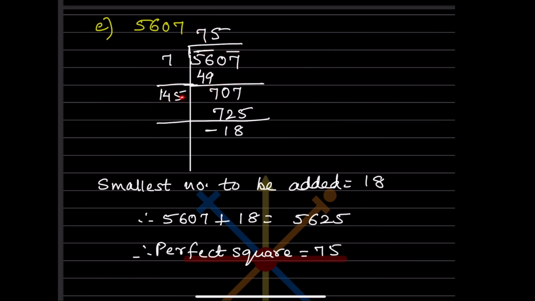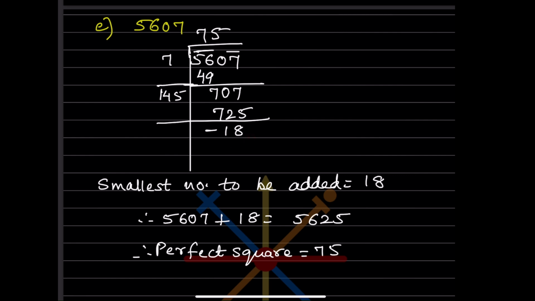So here now, if we are taking 144, here we put 4 suppose. So that is going to be 576. So we'll take 145, that is 725. So now what we get, minus 725 plus 7, this is going to be minus 18. So the smallest number to be added is going to be 18.